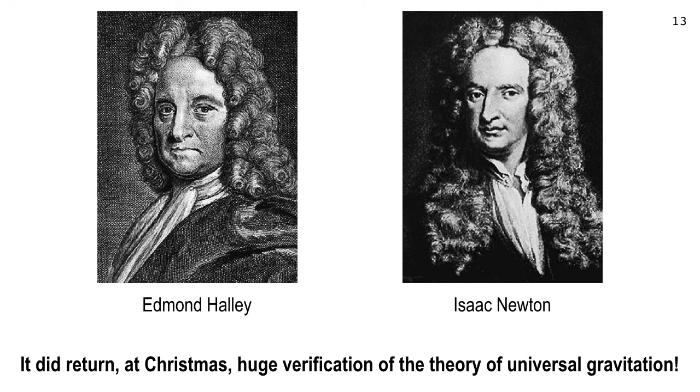Now, it turns out that both these cats were dead in 1758. But by God, it did return right at Christmas time. And that, my wonderful students, is a huge verification of the law of universal gravitation. The fact that you can use that theory to predict the future state, the time evolution of a comet that you cannot see except for a few months every 86 years. But if you know a little bit about it and track a little bit about it, we can predict it. And by God, it worked.